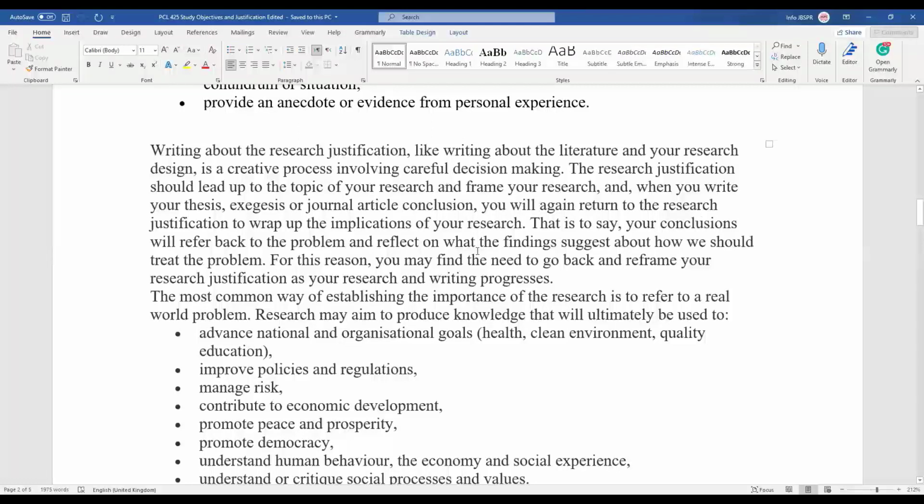So the research justification should lead to the topic of your research and frame your research when you write your thesis or journal article conclusion. And also when you're writing the conclusion in your work, you always have to refer back to your justification, that is the problem you have identified. You always refer back. The same thing when you're writing your conclusion, you bring in your objective.